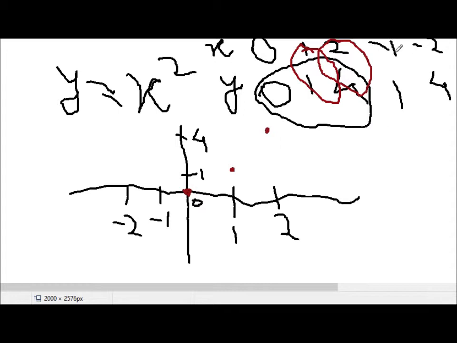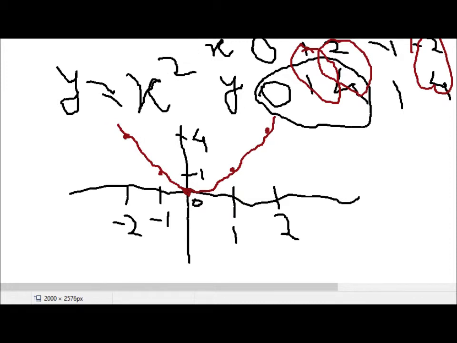Similarly, minus 1 and 1. Minus 1 on the x-axis and 1 on y correspond here. Minus 2 and 4. Minus 2 and 4 correspond here. So let's draw the graph. This is the graph for y is equal to x square.